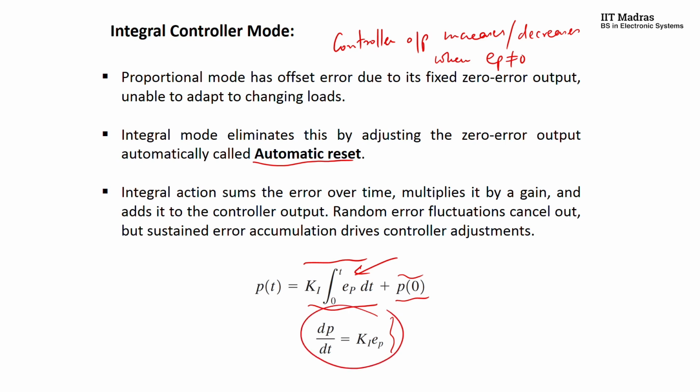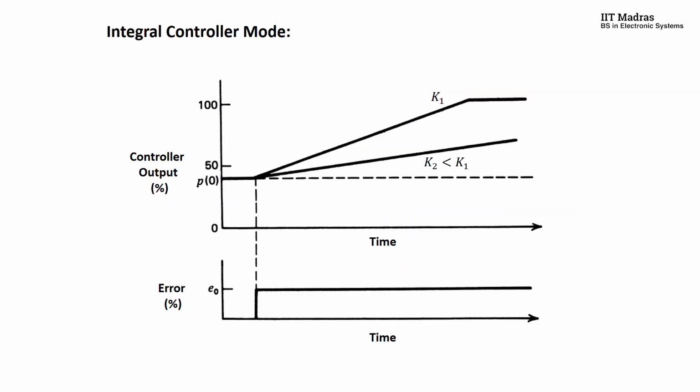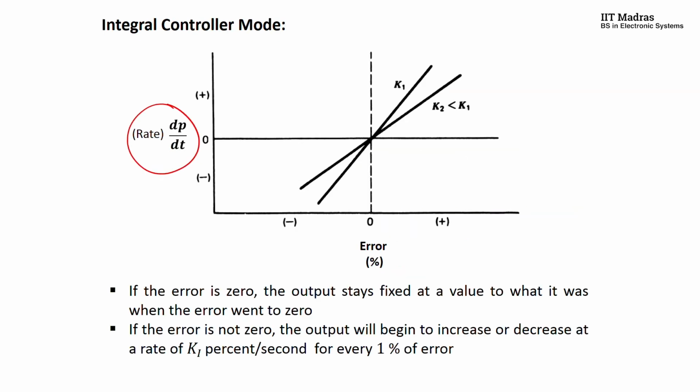That means the rate of change of controller output is proportional to the error, and the constant is Ki. Okay, fine. That means the larger the deviation in the error, the rate of change of integral control output would be higher and higher. Okay, fine. That is all about the integral control.